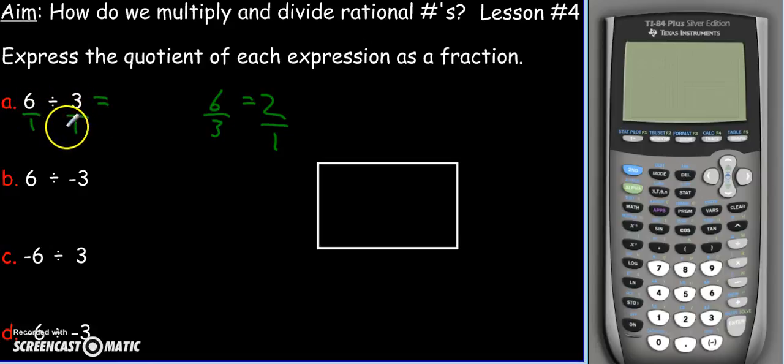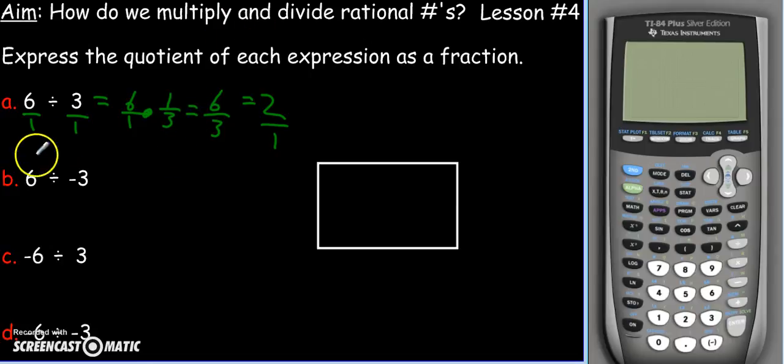6 times 1 is 6, and 1 times 3 is 3. So this is really the same thing as 6 over 1 times 1 over 3. So if we flip this fraction over and multiply, we get the same result. That appears to be a visual connection. We're going to try and make sense of it in a bit.